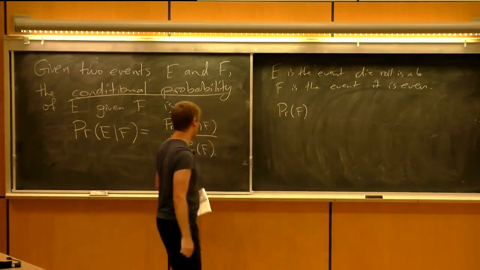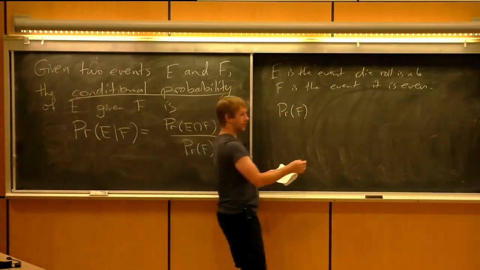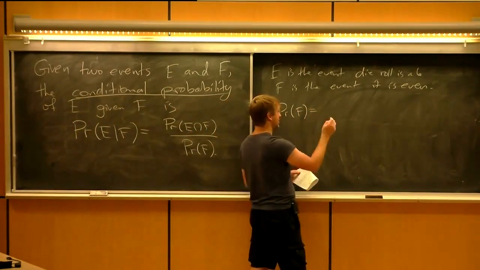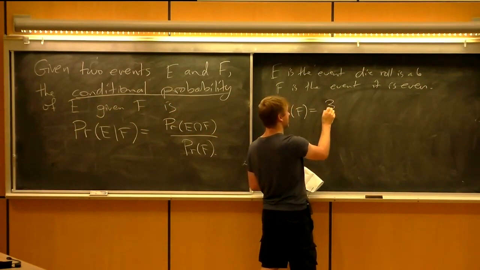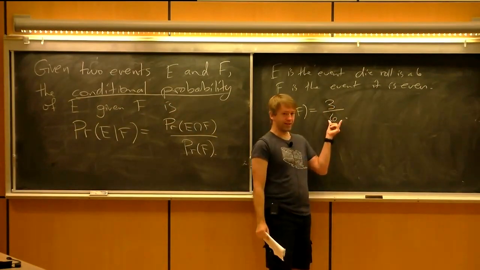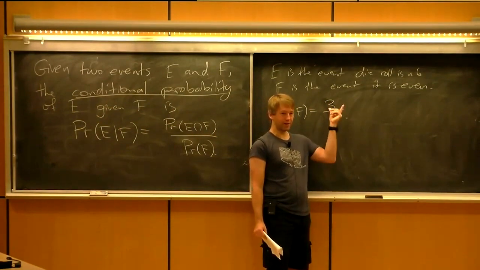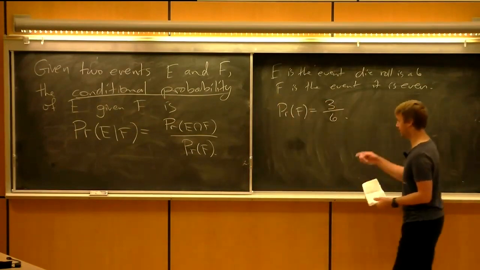So let's start with the denominator here. So probability of F, we can tell it's going to be a half, right? Well, let's do this really formally and say it's the size of your sample space, which is 6 on the bottom, and then on the top you've got the number of even outcomes, right? So it's a half.